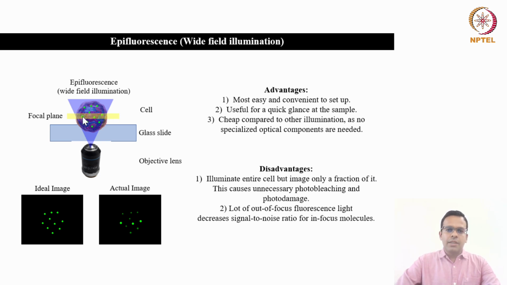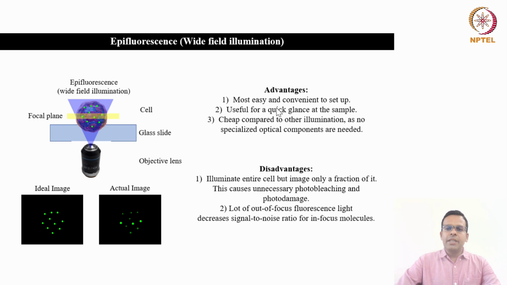And when you image this focal plane, you will get the out of focus fluorescence light from the molecules which are above or below the focal plane. So these molecules are also illuminated. They give fluorescence, and that fluorescence is known as out of focus fluorescence, and that will increase the noise in your image. Okay. And what are the advantages of this epifluorescence?